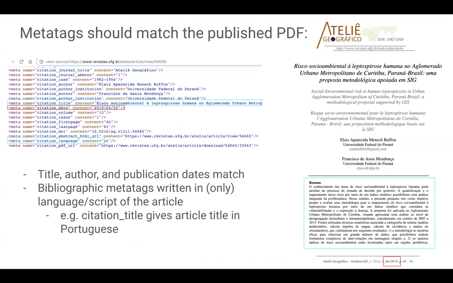First, the publication dates outlined in red match. So the citation date tag gives the date of April 20th, 2019. And at the bottom of the PDF on the right, you can see the publication date is April 2019. Note that because the abstract, which is outlined here in blue, is written in Portuguese, so are the metatags. Notice especially the title metatag is written in the same language, also outlined in blue, and the citation language metatag is blue. I'll go into detail about these best practices soon. I just want you to have an example of what it looks like when everything looks good.